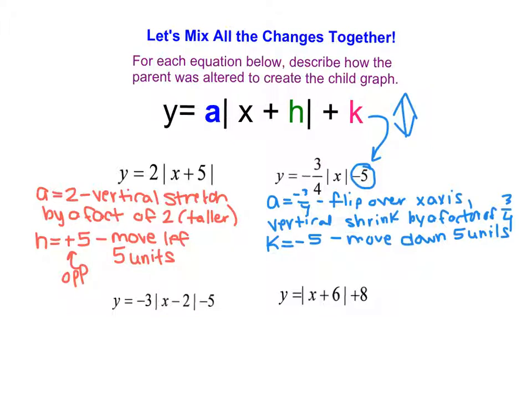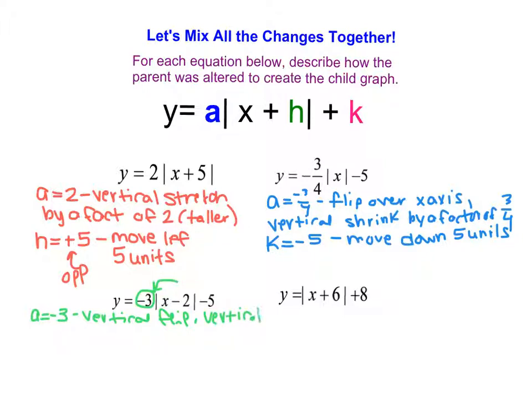Then from here, if we look at that third example, I see a couple of different things going on. First, I notice that this value out in front is my A value. So A is equal to negative 3, which tells me that we're going to have a vertical flip because it's negative, or it's going to flip over the x-axis, and then it's going to vertically stretch by a factor of 3. So it's going to get 3 times taller than the parent graph.